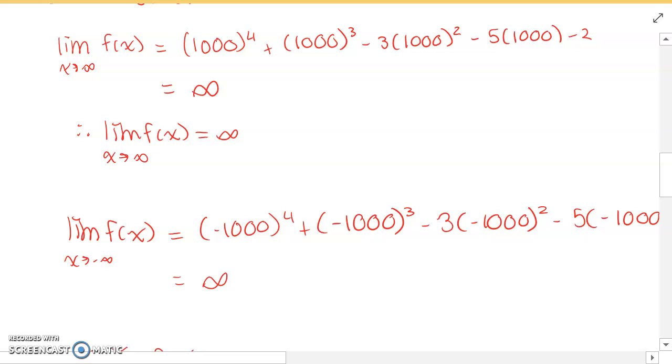I plugged in a large negative number, or a very small negative number, depends on how you look at it. And when plugging in both of these values into the equation, I ended up getting a very large positive number, which meant that the limit of f of x as x approaches infinity and the limit of f of x as x approaches negative infinity were both infinity.